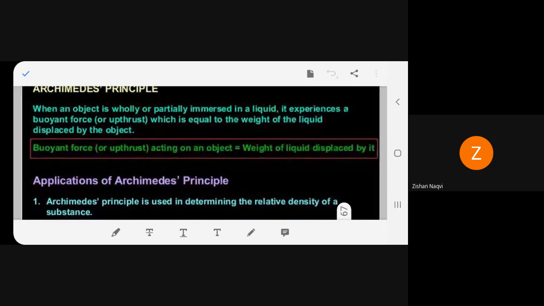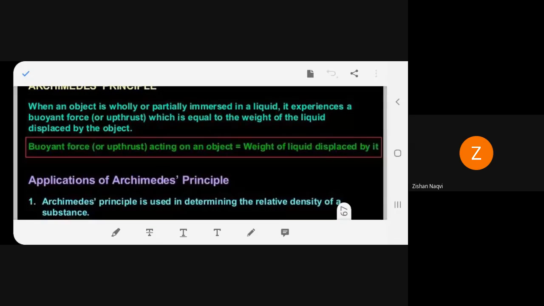So what is buoyant force? Buoyant force or upthrust acting on an object is equal to the weight of the liquid displaced by it. Beta, you are not reading things very carefully, you have to be very particular about it. You understood?